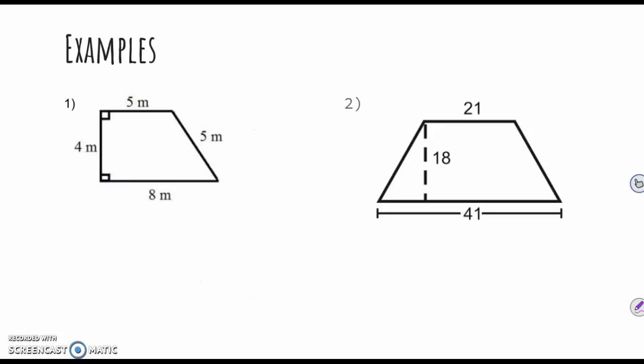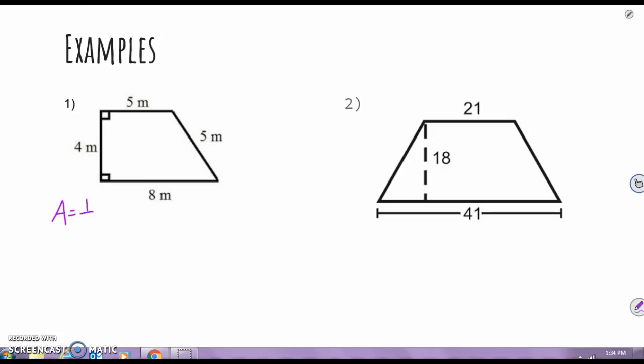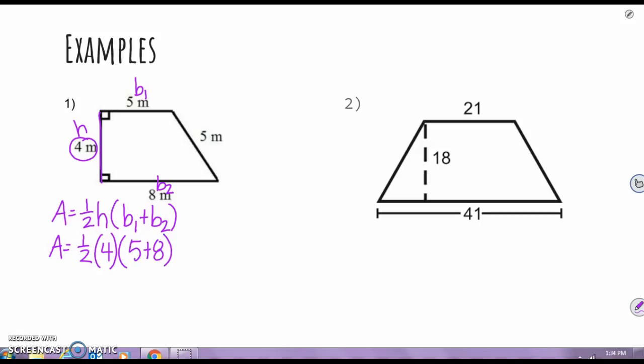So we have to find their sums in order to calculate the area. Let's practice finding area of a trapezoid. As you recall, our formula is 1/2 the height times B1 plus B2. We can name 5 B1, 8 B2. But which of these is my height? If you recall, height is formed by a right angle. So that means 4 meters is our height. We can now plug into our formula. 1/2 times 4 times 5 plus 8.